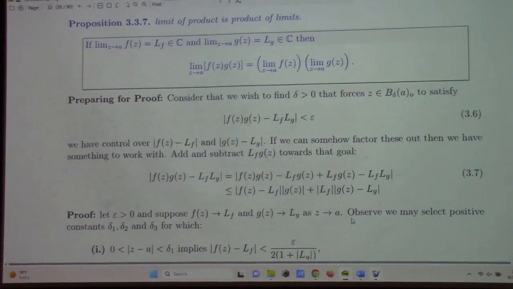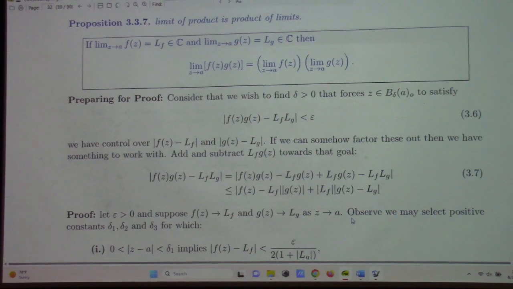Now, the limit of a product is the product of limits. I doubt you proved this in Calculus 1. If I proved this in Calculus 1, it's because I've got a really good class or I'm just an idiot. Or maybe both, I don't know. But this is not easy to prove, I don't think.